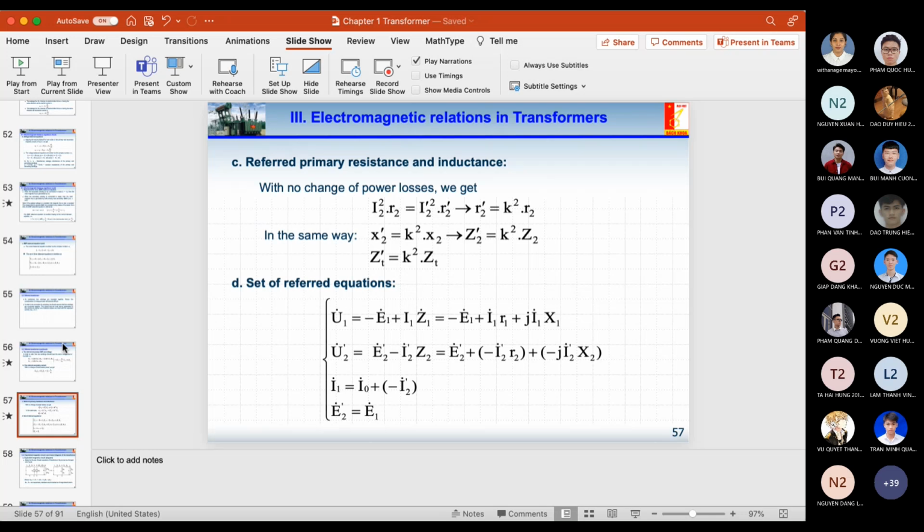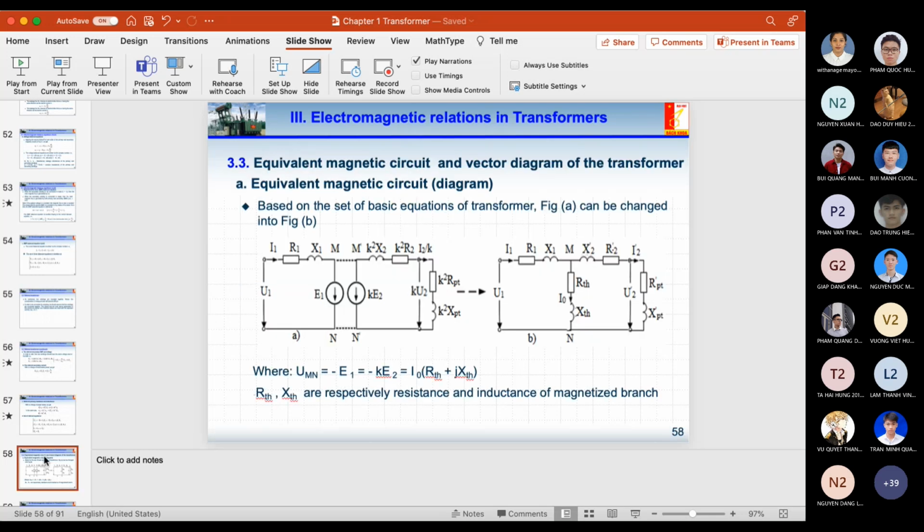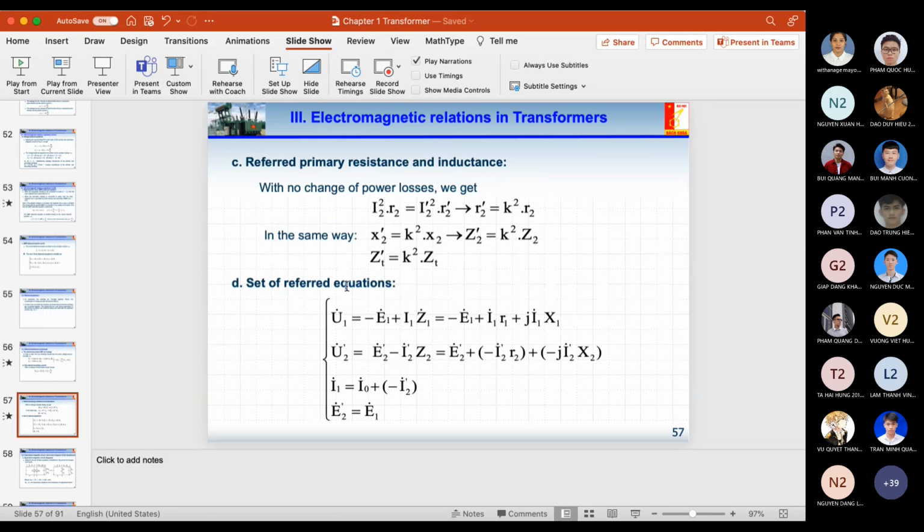Let me move on to the next slide. We are talking about the equivalent magnetic circuit and vector diagram of the transformer. This one is very, very important also. Based on the basic equations of the transformer written in the previous slide, we can draw and build the equivalent magnetic circuit for the transformer here, you can see. And let me come back to this slide.